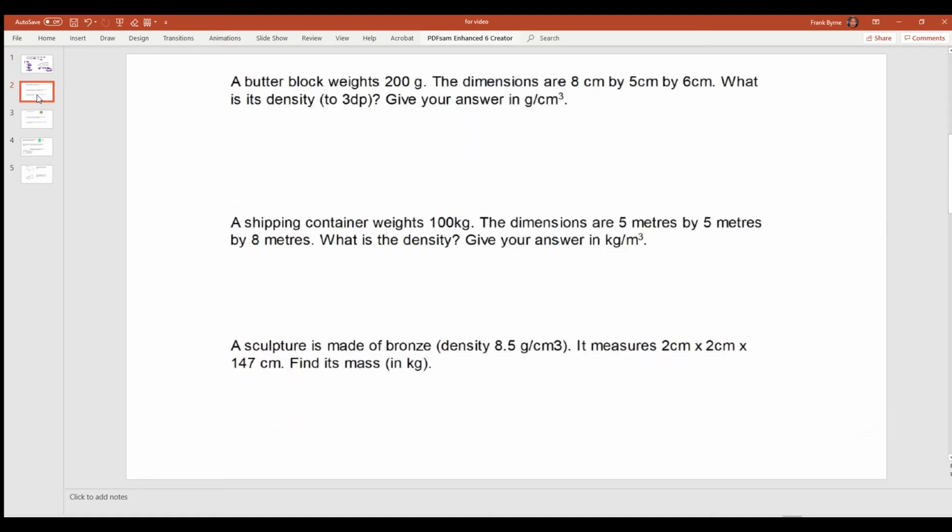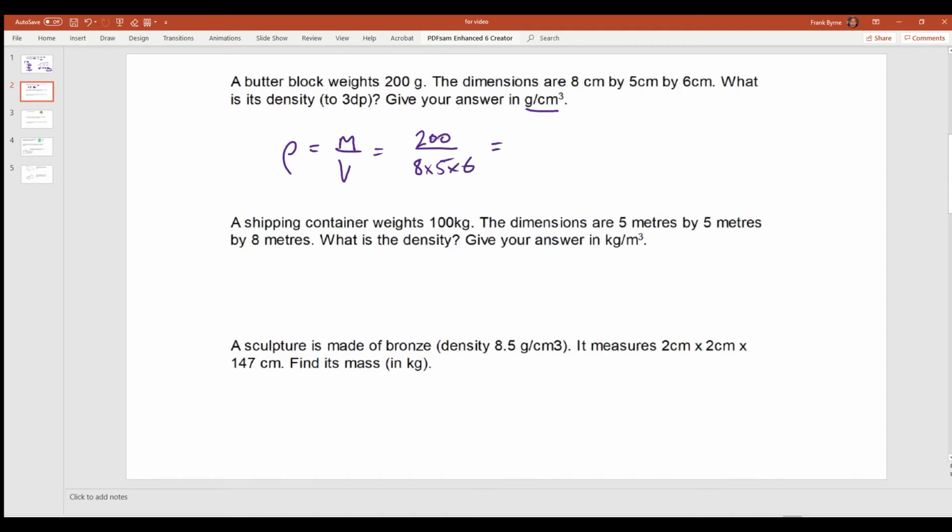Okay, second question. A butter block weighs 200 grams. What is the density? All right, again, we're going to go in grams per centimeter cubed, because that's what it's asking for. Rho equals m over v. Density equals mass over volume. What's the mass? It's in grams. It's asked for grams, so we'll leave it in grams. And the volume is 8 times 5 times 6.